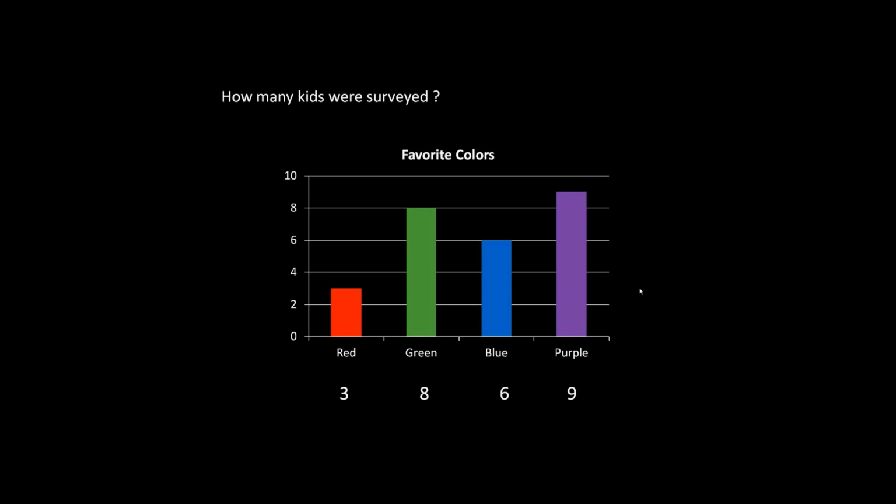And if we're going to find the total of how many kids were surveyed, then we are going to add. And when we add 3 plus 8 plus 6 plus 9, we know that 9 plus 6 is 15, plus 8, that's 23, plus 3, 23, 24, 25, 26. So we know that altogether there were 26 kids surveyed.